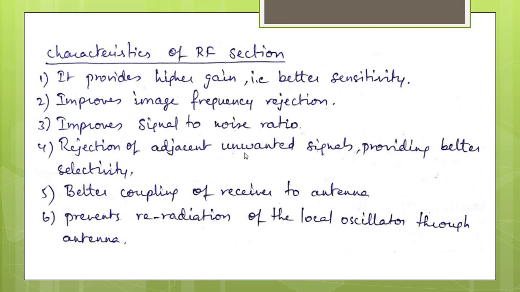So these are the most important characteristics of an RF section. That is the first block. It provides higher gain, that is better sensitivity. Sensitivity means the ability of the receiver to pick up weak signals.